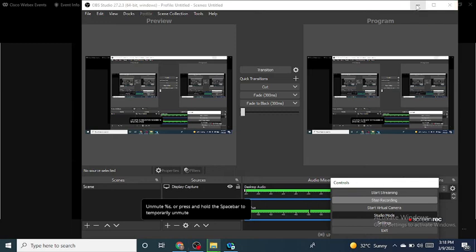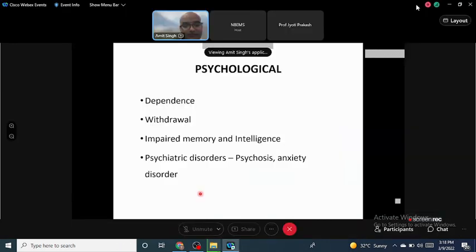Use may lead to some other co-occurring psychiatric disorders. Cannabis may induce some psychiatric disorders such as psychosis, anxiety, and others.